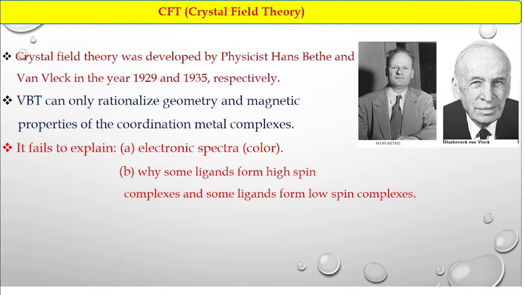That is, it can only say about geometry and about magnetic properties of coordination complexes, but it cannot say about the electronic spectra, it cannot say about the colors, and why some ligands form high spin complexes and why some ligands form low spin complexes. So it cannot say. Therefore, to overcome these drawbacks, two physicists, Hans Bethe and Van Vleck, put forward the crystal field theory in 1929 and 1935.